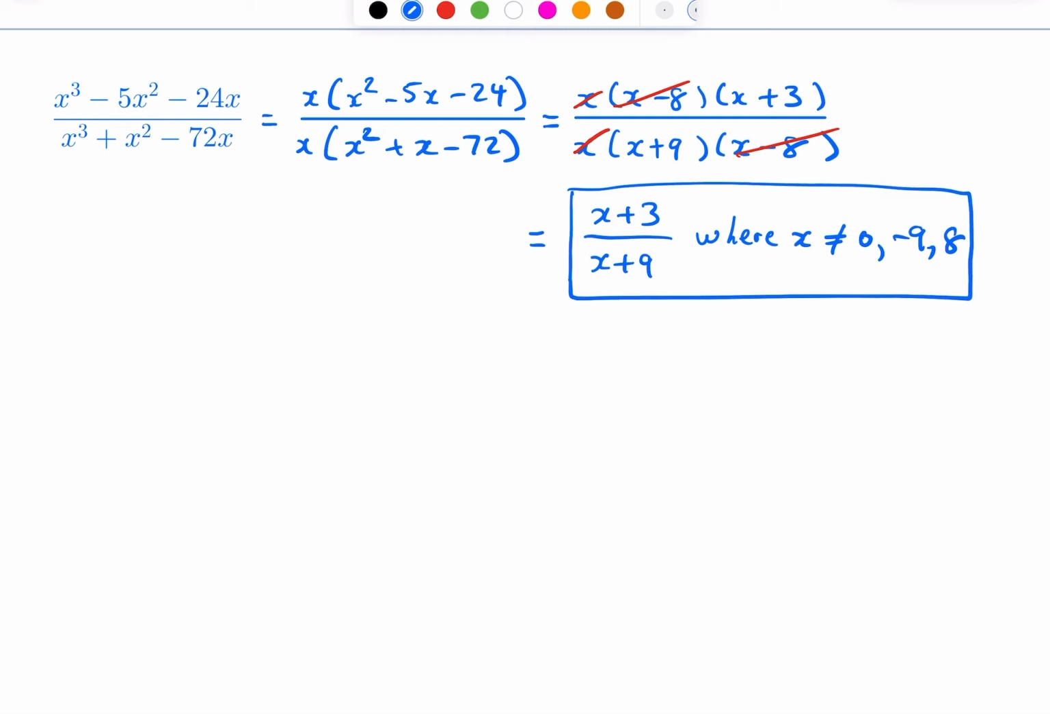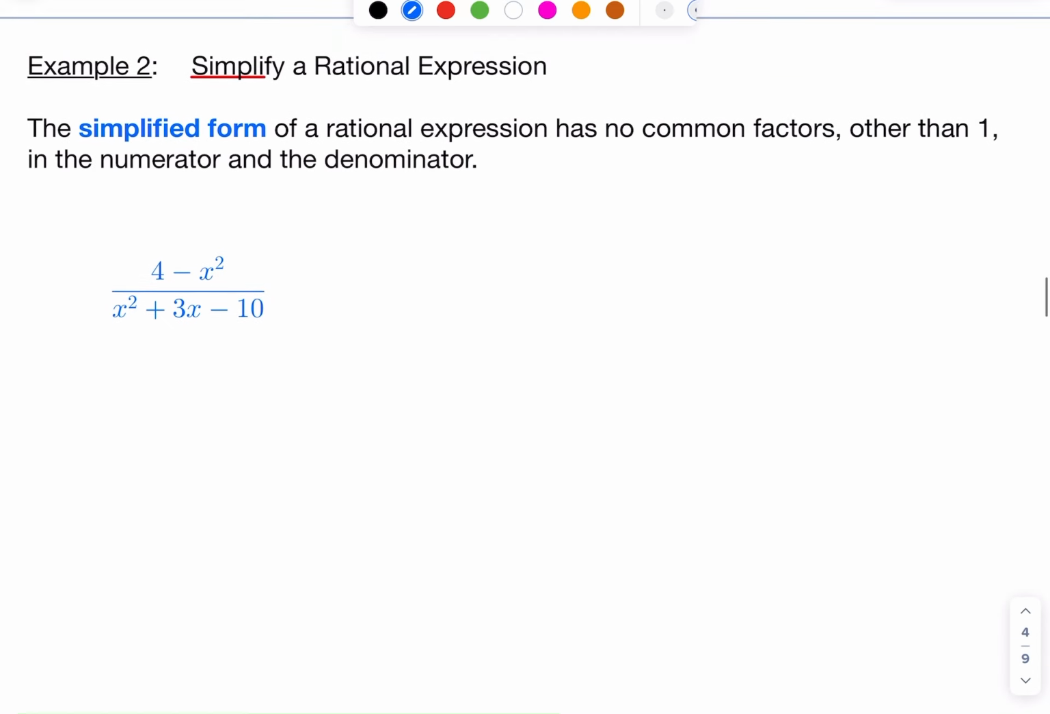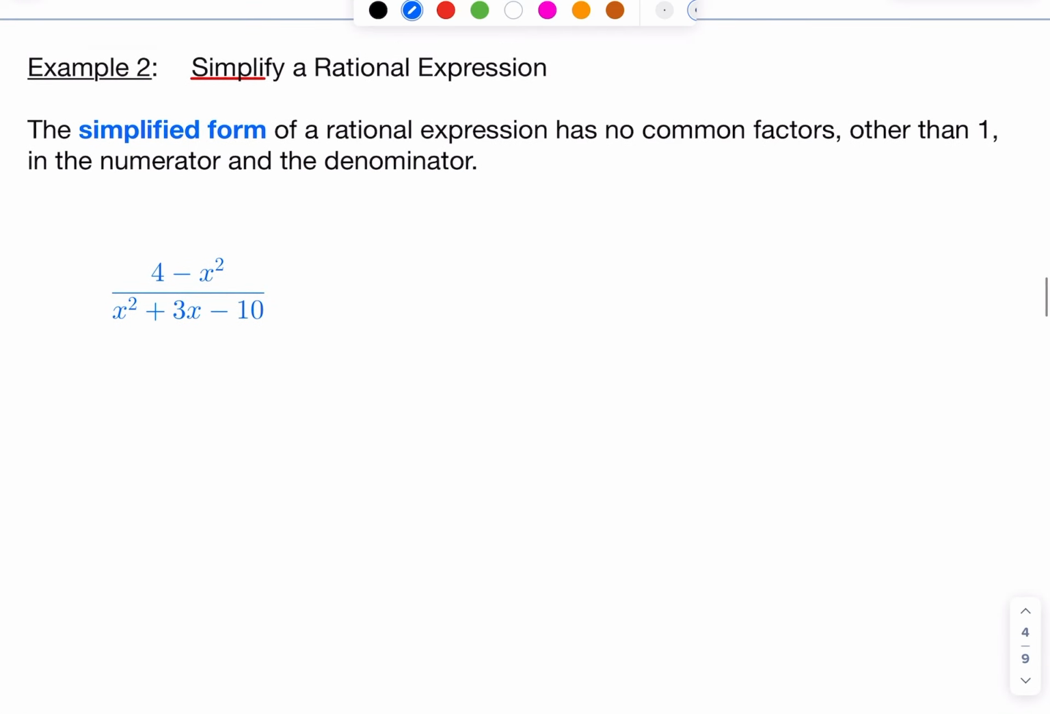Okay, so let's move on to the next example. Here we're going to simplify a rational expression, and the process for doing this is very similar to what we just did. What we need to do is first factor this out. So the numerator, we would see factors out 2 plus x and 2 minus x. And in the denominator, we would see that that polynomial factors out to x plus 5 and x minus 2.